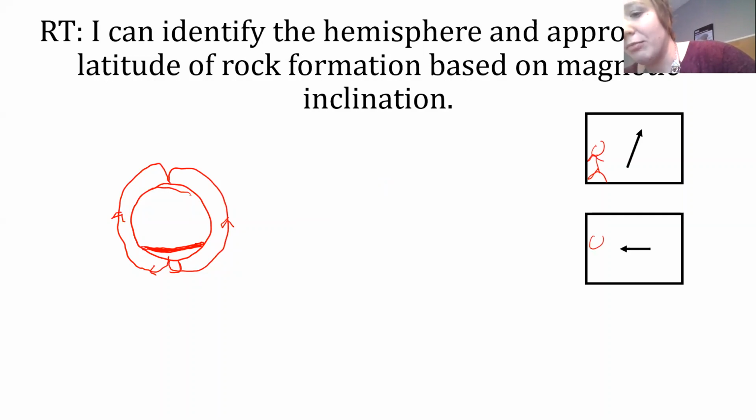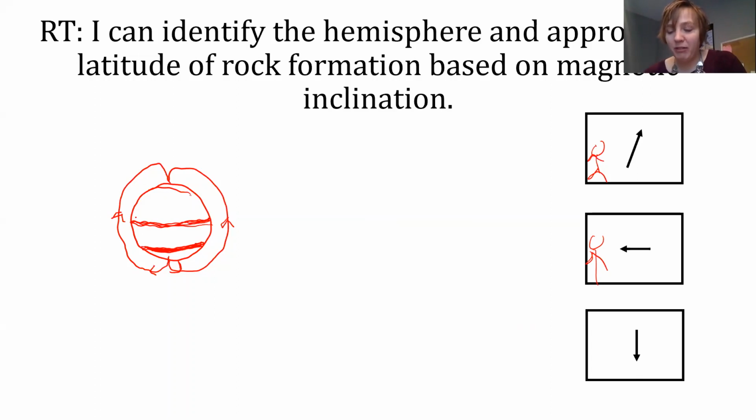Here's one. In each of these we're assuming that up is up. So this one's horizontal from the perspective of an observer. That means that the rock must have formed near the equator, somewhere in there, for that second one. And then we have one pointing vertically downward, and hopefully you can figure out that one must have formed at the magnetic North Pole, because that's where you have that magnetism.